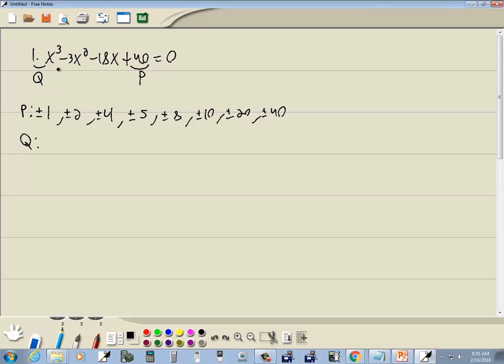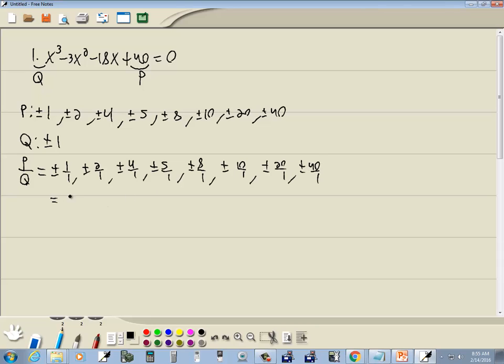Now our q is 1. The only thing that'll give you 1 is 1 times 1, so I'm just going to simply put a 1. Okay, for all of our possible rational zeros, we'll take each value of p and put it over q. I only need to put the plus or minus 1 though. So 1 over 1, 2 over 1, 4 over 1, 5 over 1, 8 over 1, 10 over 1, 20 over 1, and 40 over 1. Which gives us 1, 2, 4, 5, 8, 10, 20, and 40, all with plus or minus before.